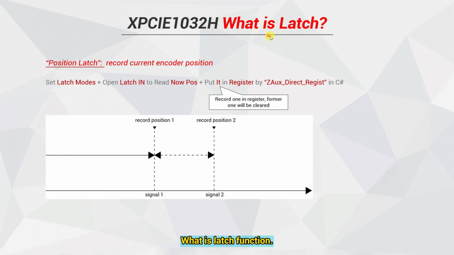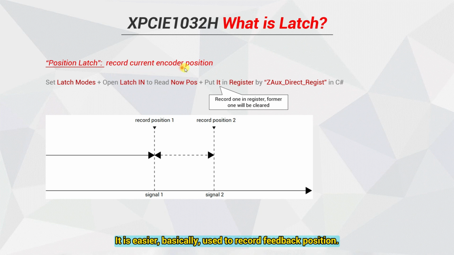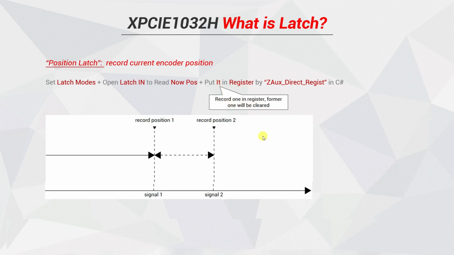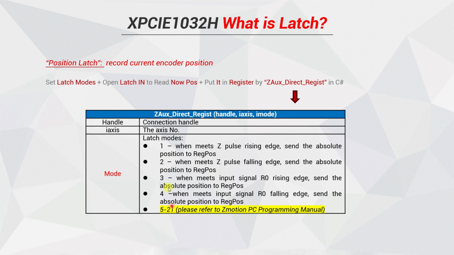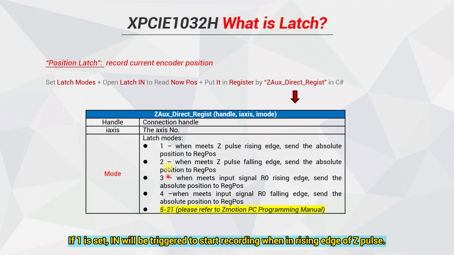What is latch function? It is easier, basically, used to record feedback position. Same, use the command to set modes. Set in as latch in. Then trigger it to read data. The value will be saved into the register immediately. Please note, it only records the latest data. Also, set modes through the parameter mode. There are 21 modes. Here only shows 4. If one is set, in will be triggered to start recording at the rising edge of Z-pulse. Recorded absolute position value is saved into register.